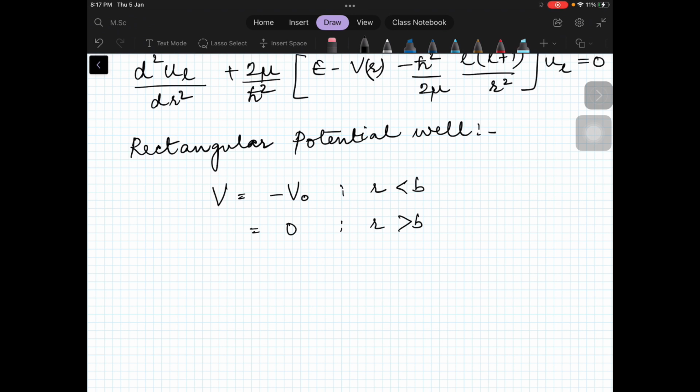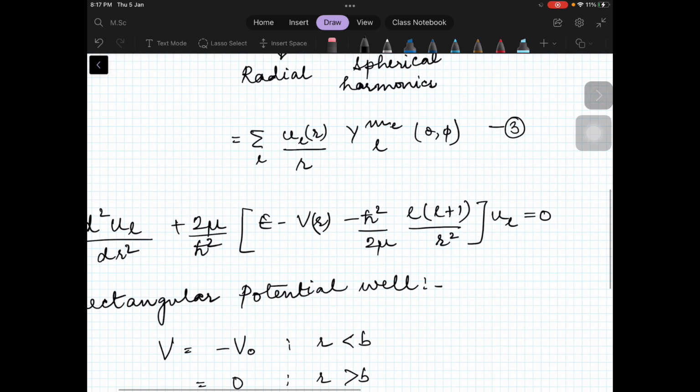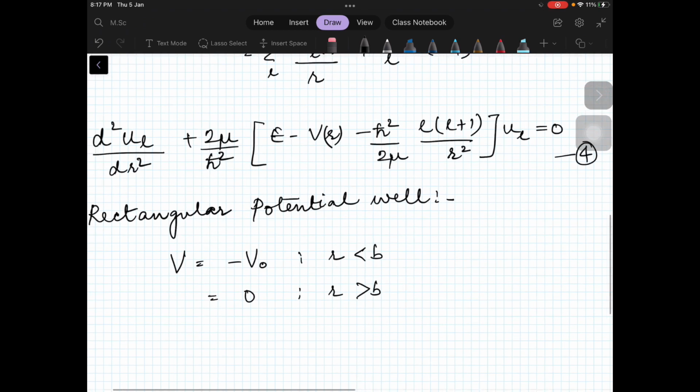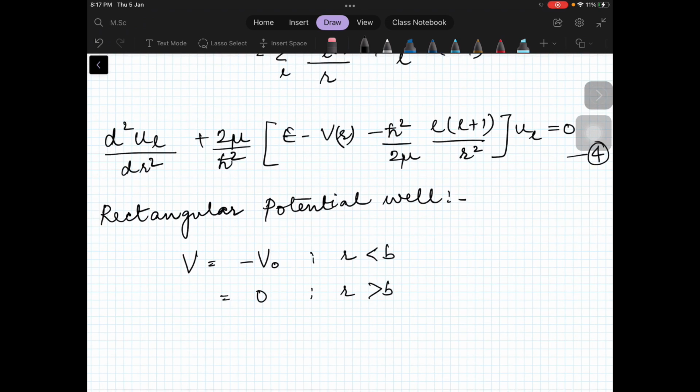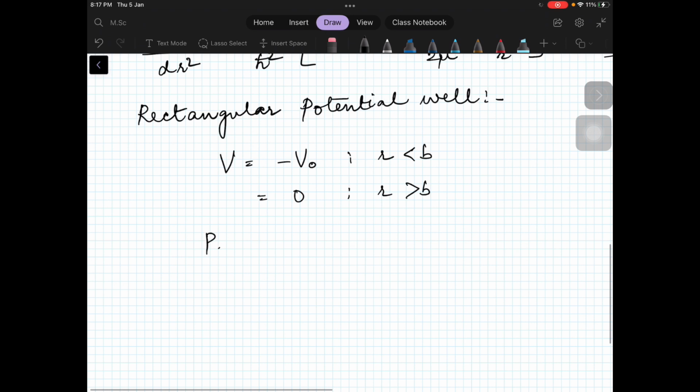So we can see that there are two values of V, which is negative of V naught for r less than b and equal to 0 for r greater than b. Let us use them in equation 4. Also, when we are talking about the bound state or the ground state of the deuteron, the value of l should be equal to 0. So we will put l equal to 0.